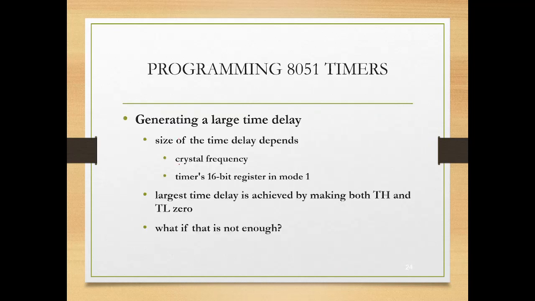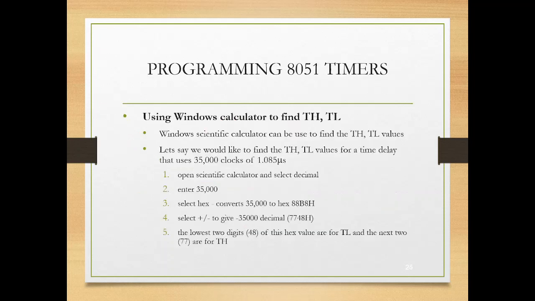So, generating a large time delay. If we want a large time delay, we follow these steps. The size of the time delay depends on the crystal frequency, with the timer being 16-bit in mode 1. A large time delay is achieved by taking both TH and TL. What if that is not enough? So let's find out the procedure to calculate the time delays clearly.